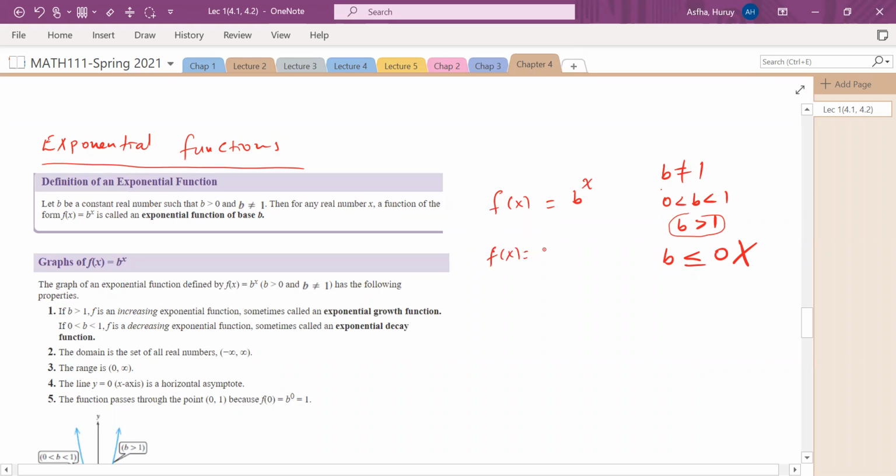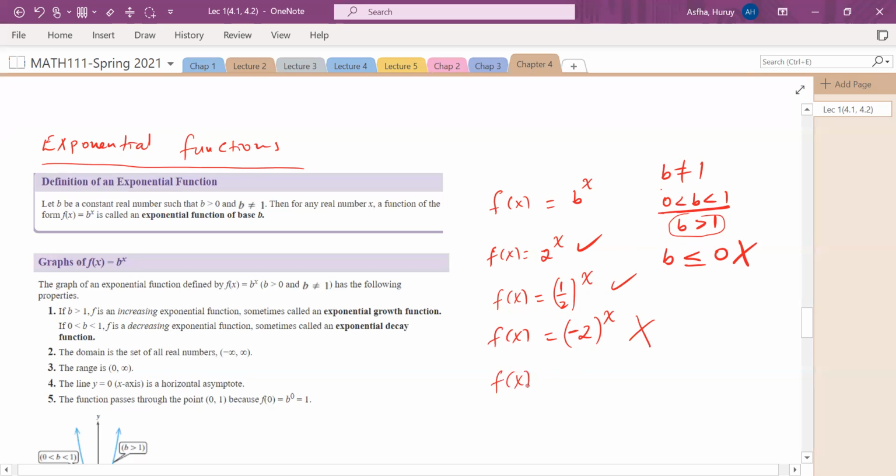Okay, for example, let's say we have f of x equals 2 to the power of x. Now 2 is positive and 2 is greater than 1, so this is an exponential function. F of x is an exponential function. 1/2 to the power of x. Again, this is an exponential function because this 1/2 is between 0 and 1. Okay, f of x equals -2 to the x. This is not an exponential function because this b, this -2, is less than 0.